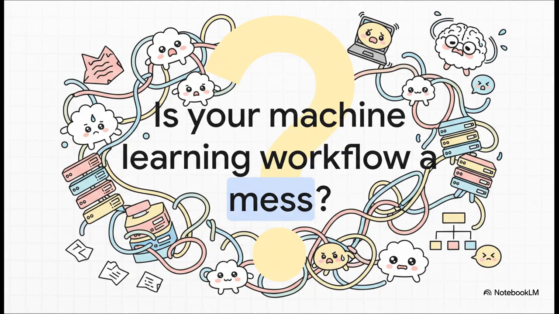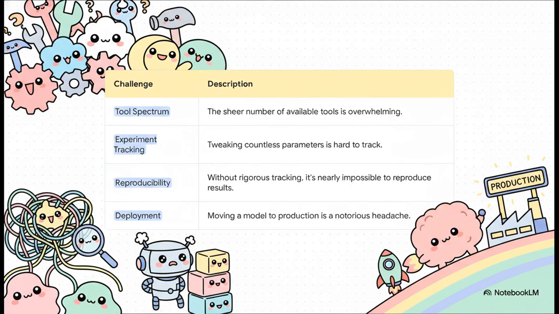So let me ask you something. Does your machine learning workflow ever feel, well, like a total mess? Disorganized, a little frantic, and just really hard to keep track of? Yeah, if you're nodding your head right now, trust me, you are not alone. These are the classic struggles that basically everyone hits when they try to put ML into production.